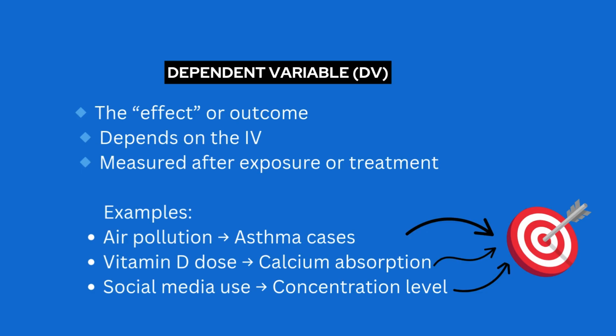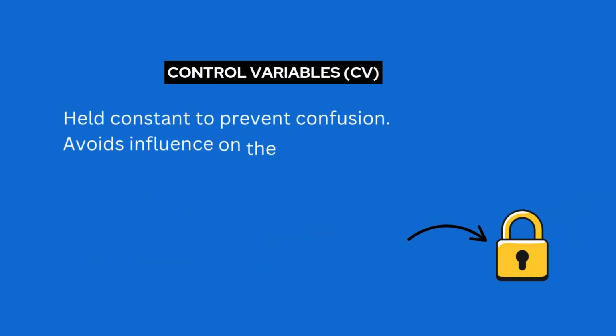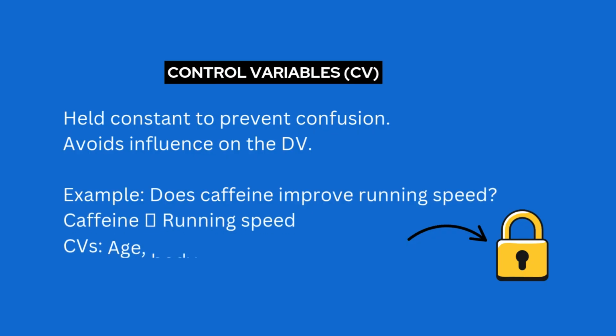Now let's take a look at the third type of variable, which is called control variables. These are variables that could affect your results, but you don't want them to affect your results, so you keep them constant. You keep them the same. Why? Because if they change, they might affect and confuse your results.